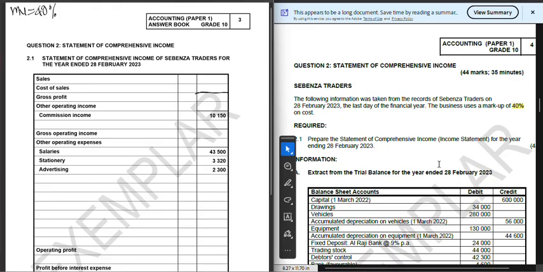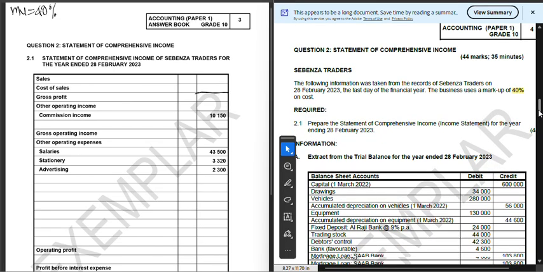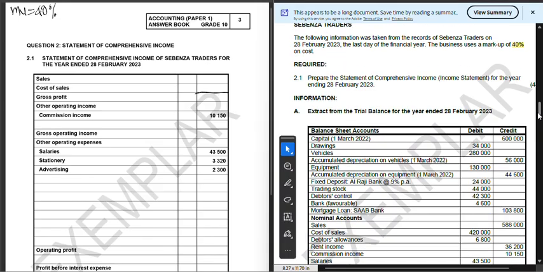Alright, now ladies and gentlemen, let us go to our question paper. When we reach our question paper, we go down to the rest of the information, not additional information. Now, what is required? Prepare the statement of comprehensive income for the year ending 28 February 2023. Now this, ladies and gentlemen, is what you have here. This is the statement of comprehensive income. You would have it in your answer book anyways. So we are done with that.